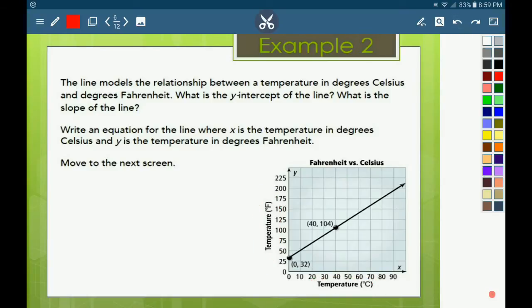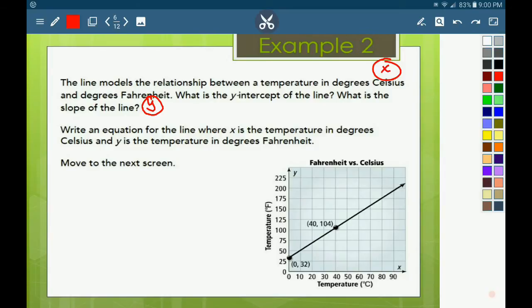So I'm actually going to label those things. It says a line models the relationship between Celsius, which is x, and degrees Fahrenheit, which is y. That's just a little reminder for me. What is the y-intercept of the line? What is the slope of the line? So let's answer those 2 questions real quick before we move on to the next question.